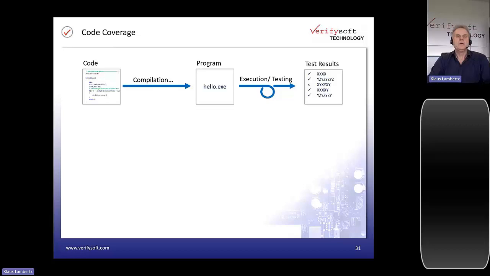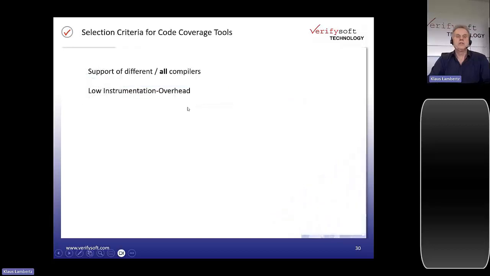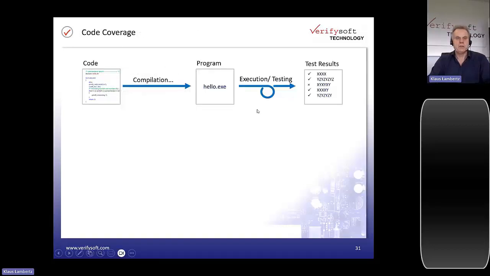So about the instrumentation overhead here, we'll explain it. Normally it works like this. You have your code, you compile it, you get the program, and you make your test, you get your test results. And for the code coverage measurement, the coverage tool adds in your code, or better in a copy of your code, counters to measure if a test passed in this part of code.